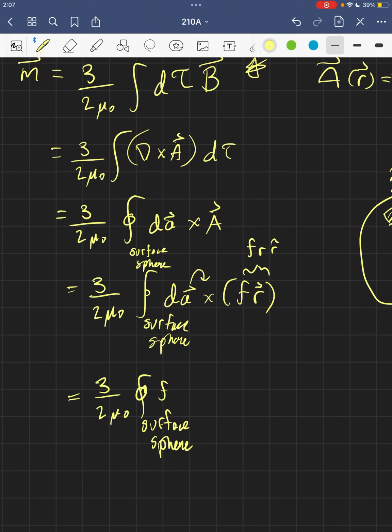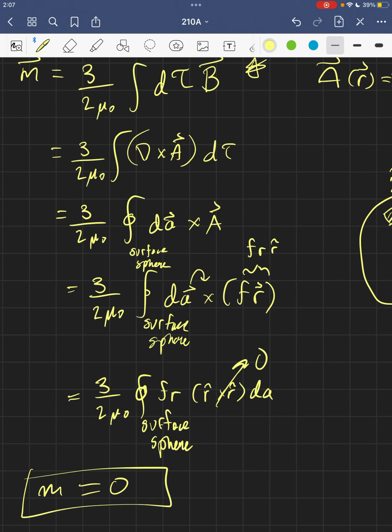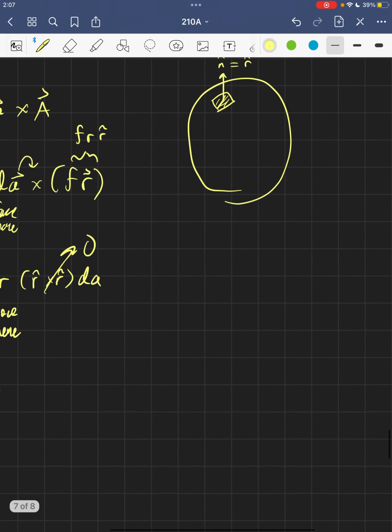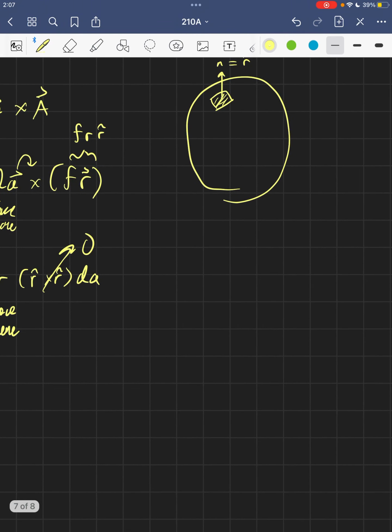So f(r) r hat cross r hat dA vanishes. So this is 0 again. That's another method of doing it. Again, you could still do this problem doing the same thing we did before if you wanted, and you could get it out in the same exact way.